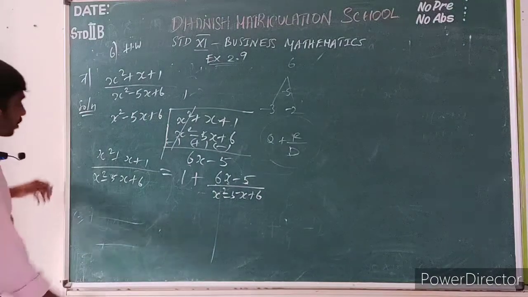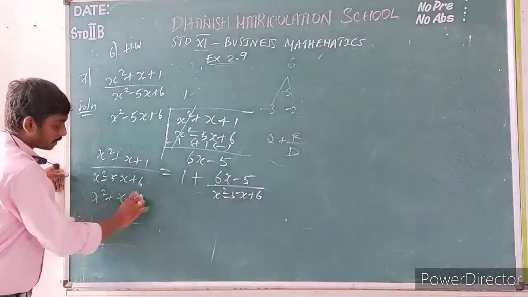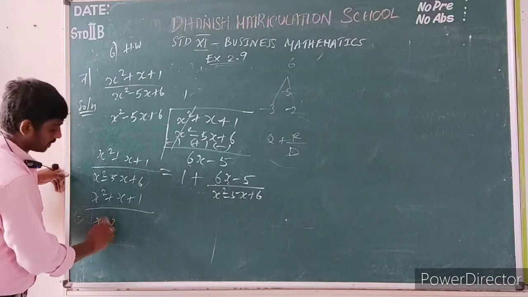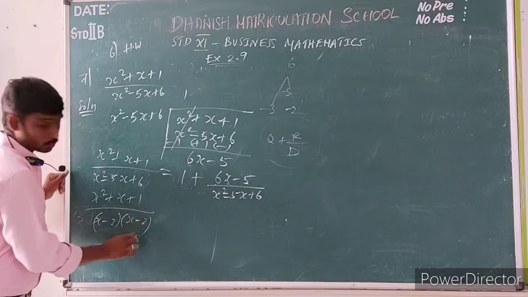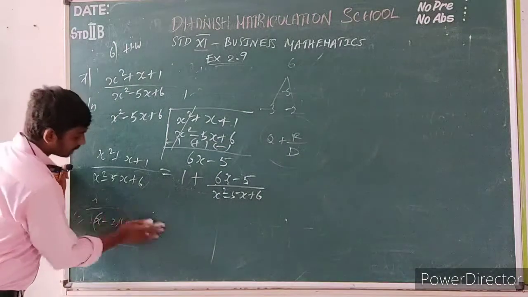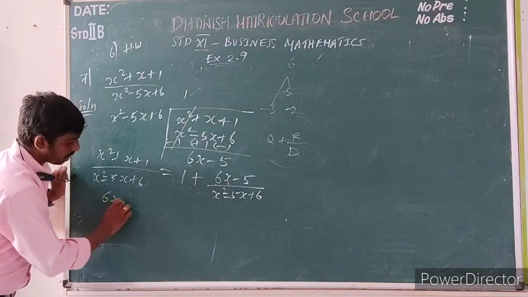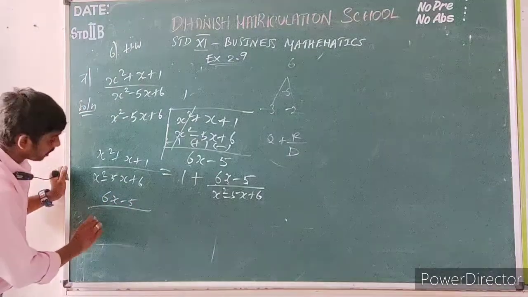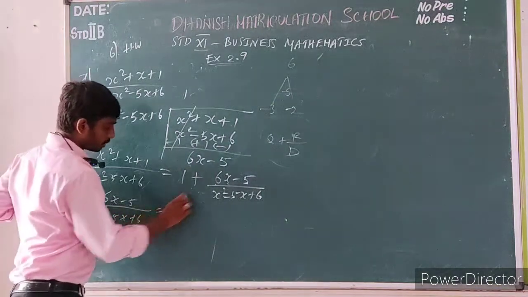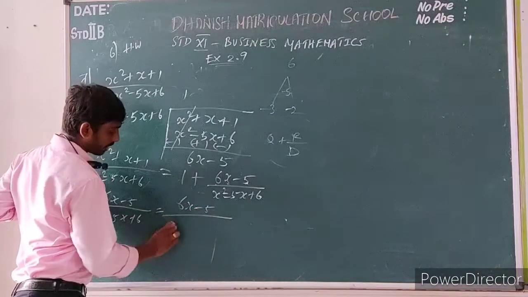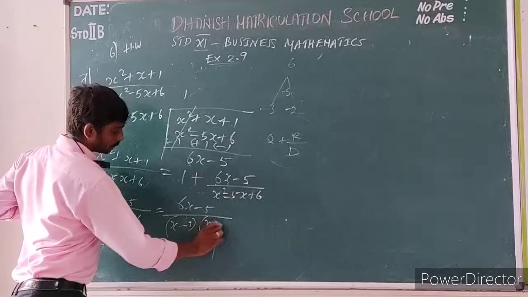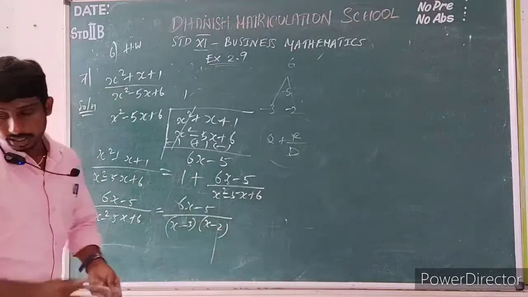Here the denominator will be x minus 3, x minus 2. We need not take the quotient part, we are taking only this one. 6x minus 5 divided by x square minus 5x plus 6 equals 6x minus 5 divided by (x minus 3) into (x minus 2).